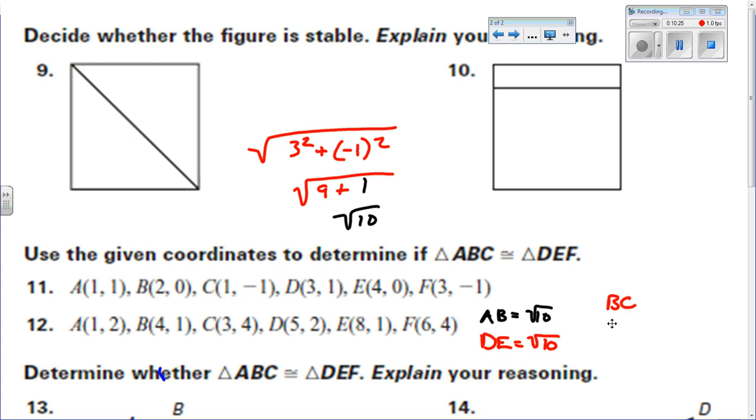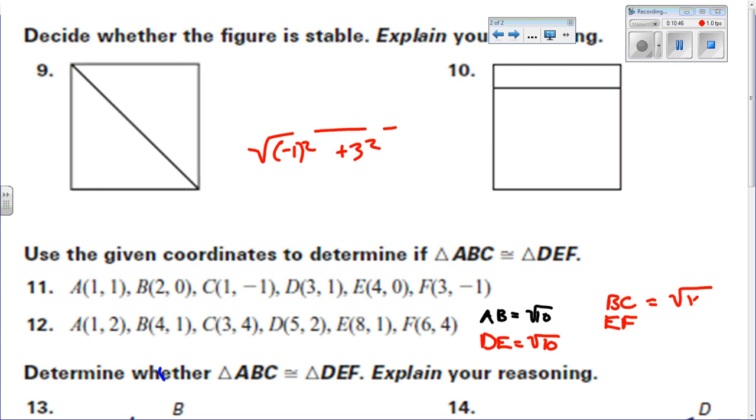Now let's check BC and EF. BC goes left 1 and up 3. This will be -1 squared plus 3 squared. Hey, look, gives us the same thing, square root of 10. Let's try for EF. It goes left 2. This will be -2 squared plus up 3. So it's 3 squared. -2 squared is 4. 3 squared is 9. So it's the square root of 13. Already we see that that's not true. And so we can stop and say no. You don't have to do the third one.